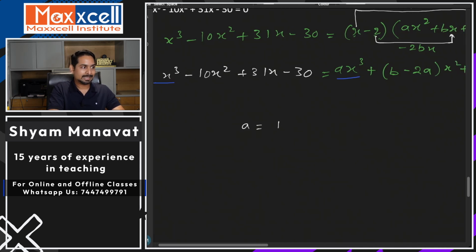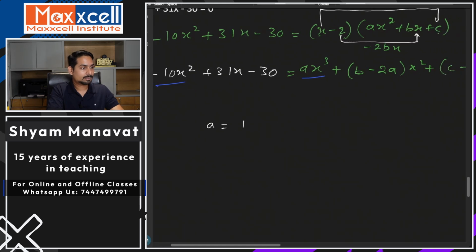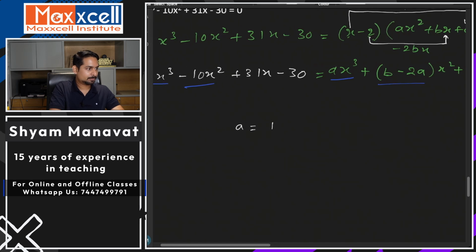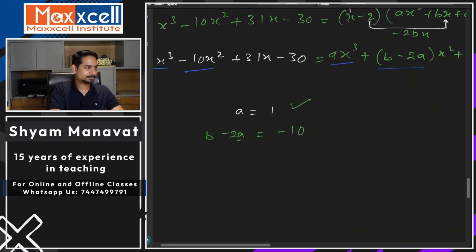Now look at the square term. The coefficient is minus 10, and here it is plus b minus 2a. So b minus 2a equals minus 10. a equals 1, substitute here. From here, substitute a equals 1. What do you get as the value of b?